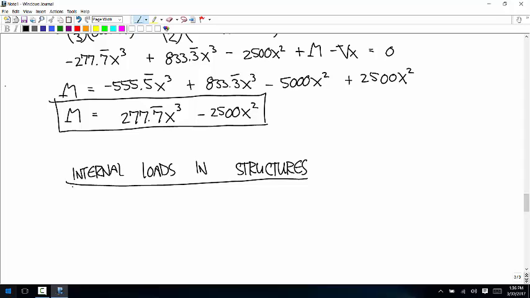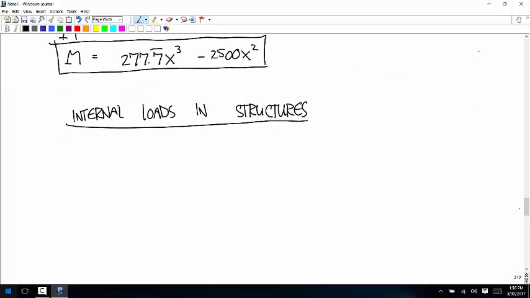They might not, but usually in the problems that we'll see, one or two of them don't really do anything interesting, and the other one does. In most of the problems that we'll do, T and V are pretty much steady, and then M actually has a maximum or a minimum. Okay, so internal loads and structures.